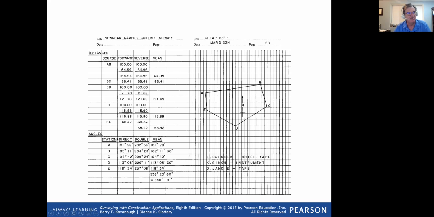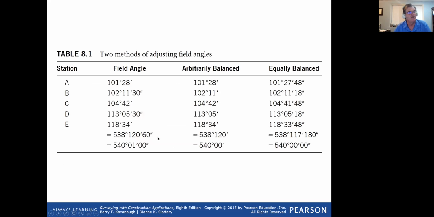Even construction managers and people on construction crews will often have a data collector that will store all the angles and distances as they're turned. So you notice this one here, this is notes and tape. You're not going to pull a tape and a chain to do a traverse anymore. It's just not going to be the case.